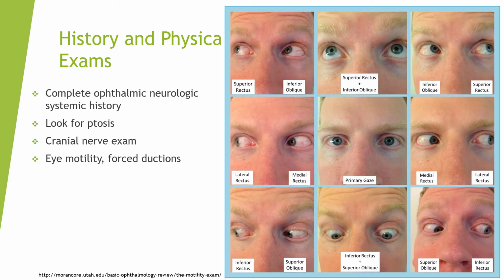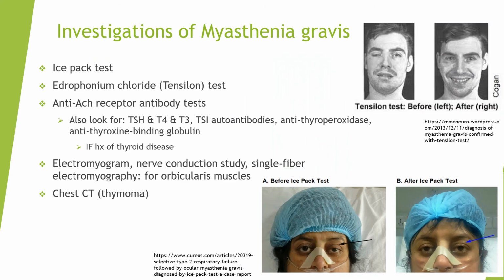So do a complete ophthalmic and neurologic as well as systemic history when suspecting myasthenia gravis. Look for ptosis and conduct a cranial nerve exam with the extraocular movement. Ice pack test to look for any relief of fatigue of the upper eyelid may determine the diagnosis. And the edrophonium chloride test is not being done very often nowadays because of its risk to the heart.